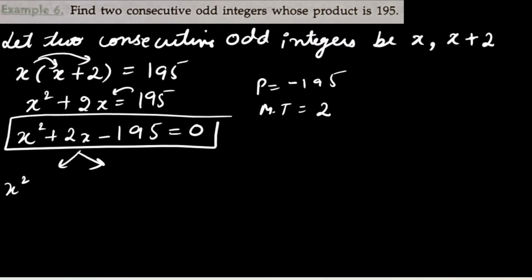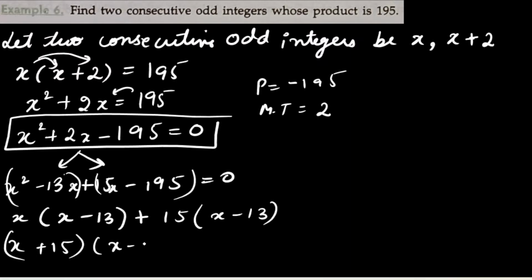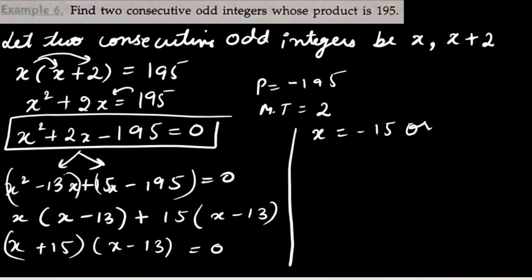So x square minus 13x plus 15x minus 195. This is one pair, this is one pair. Taking x out common, x minus 13, plus 15 taking out common, x minus 13. So x plus 15 and x minus 13 is equal to 0. From here we get the value of x: x is equal to negative 15 or x is equal to 13.